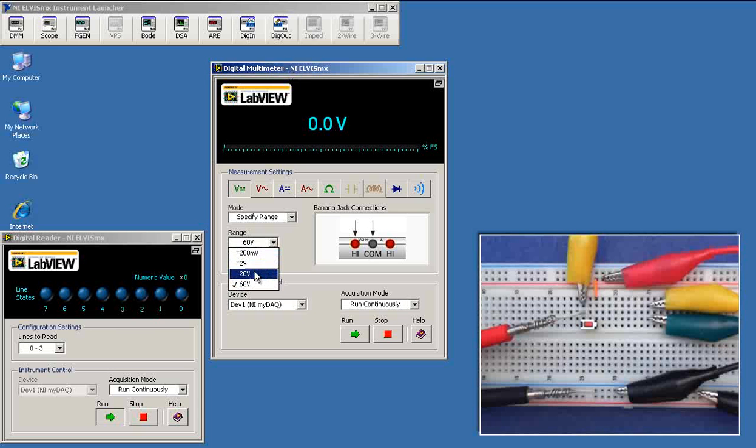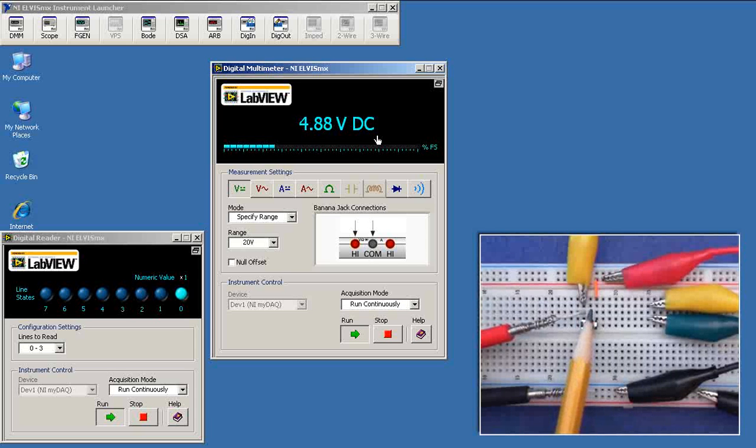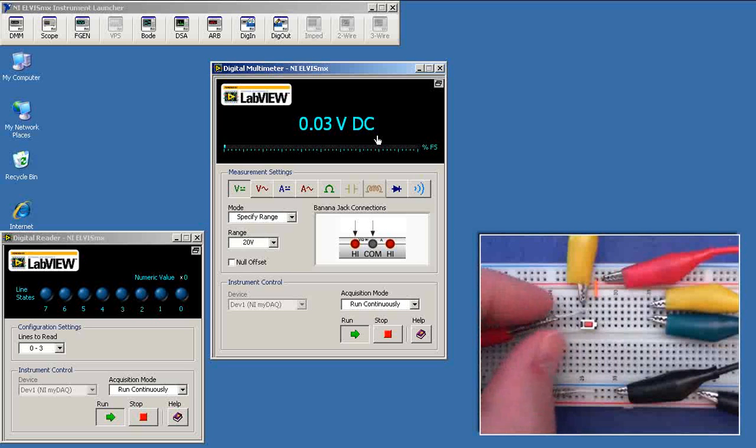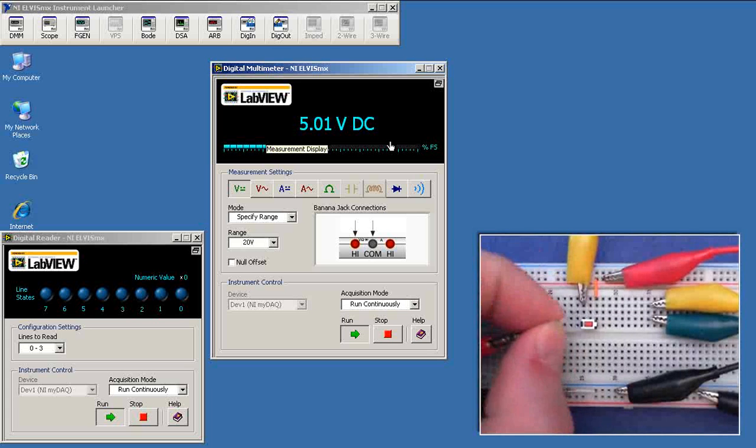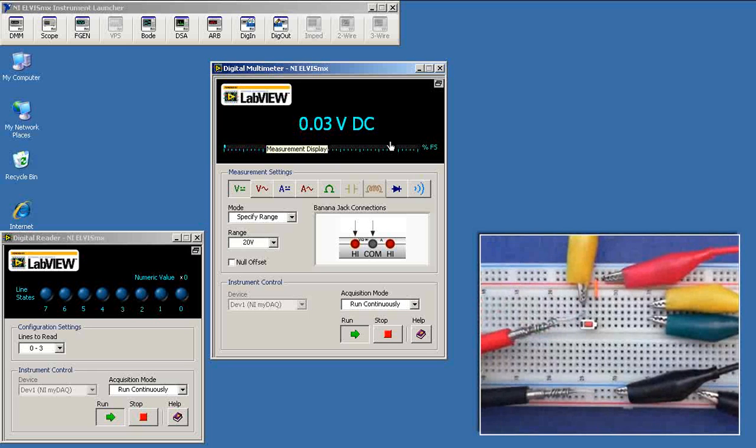I'd like to mention a couple points about the actual voltage levels involved here. Now we see when the switch is open that it's detecting 0.03 volts, and when closed it sees 4.87 volts. Again, remember the maximum voltage to subject the input to is 5 volts. Now this is looking at the actual 5 volt supply generated by myDAQ. So with no loading, it's generating 5.01 volts.